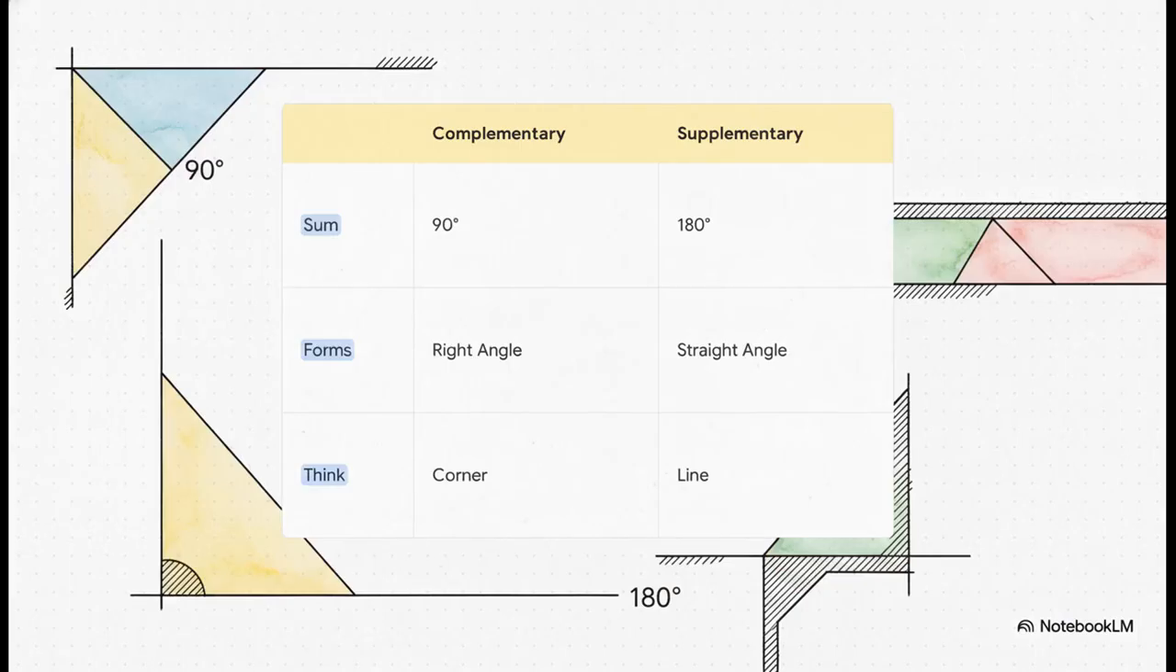Okay, so this slide is awesome because it lays our first 2 tools out side by side and really shows you the key difference. Here's a super simple way to remember it. Complementary, C for corner, adds up to 90. Supplementary, S for straight, adds up to 180. Getting that right is honestly half the battle.